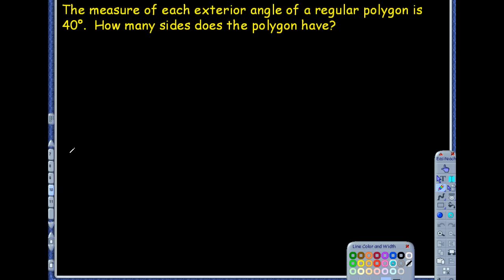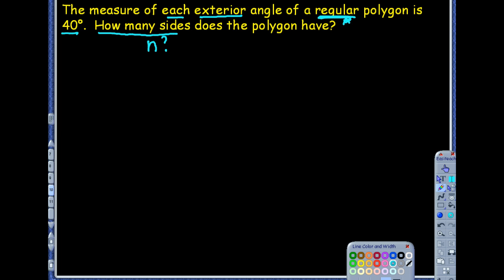All right, this one says the measure of each exterior angle of a regular polygon is 40 degrees. Notice we're talking about a regular polygon. And usually, guys, if they're talking about each of the angles, that probably means it's regular. If I didn't give you regular, this would be hard to figure out. Each of those angles are 40 degrees. It says how many sides does this polygon have? So this is kind of like the one we did with interior. We just need to know what the n is.